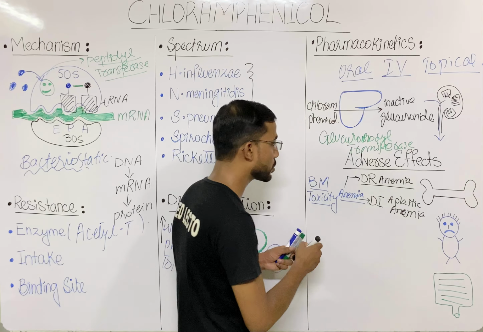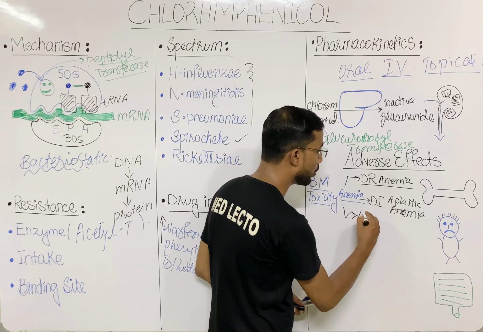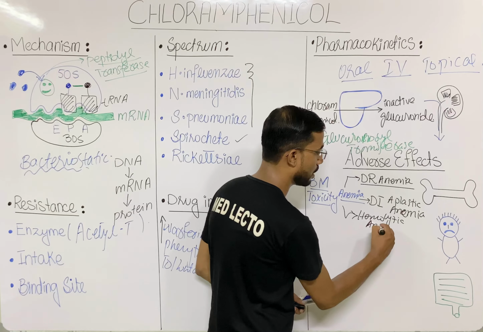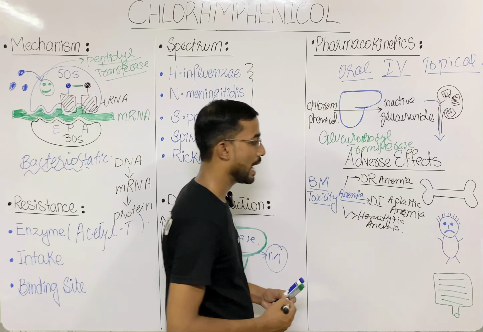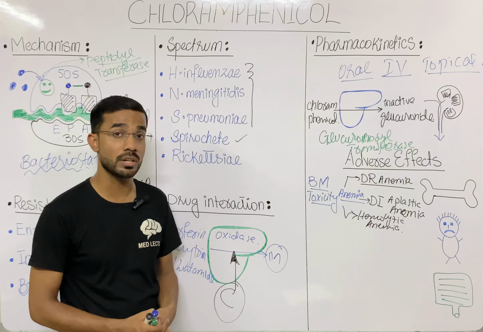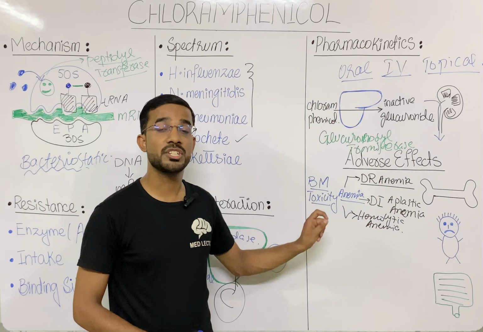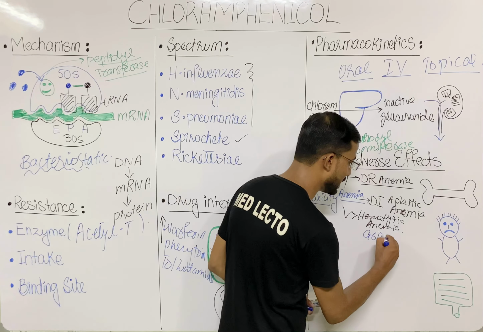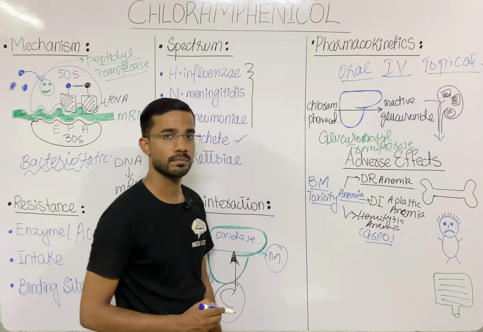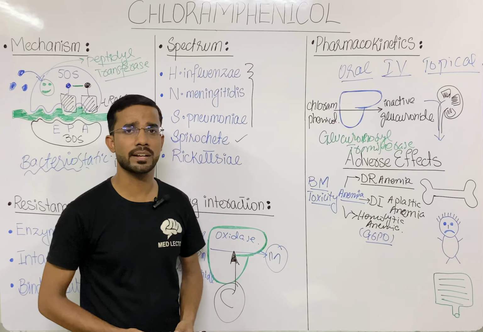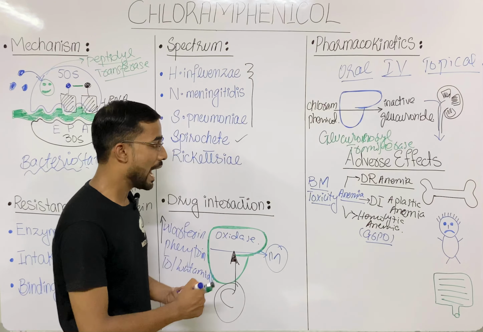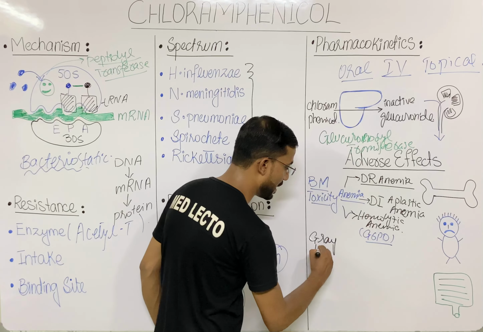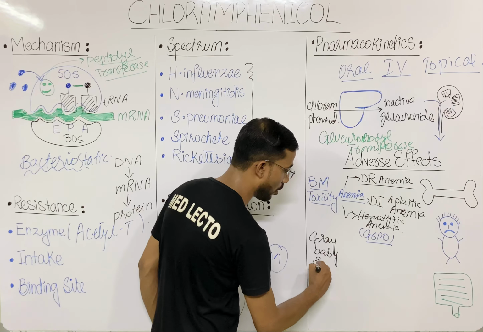And last, you can also see hemolytic anemia as well, and that mostly happens in patients who are G6PD deficient. Here are the different categories of bone marrow toxicity. And next you will see gray baby syndrome.